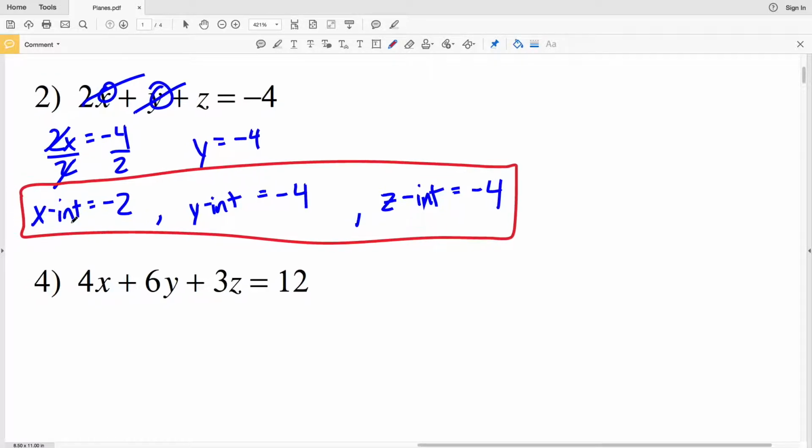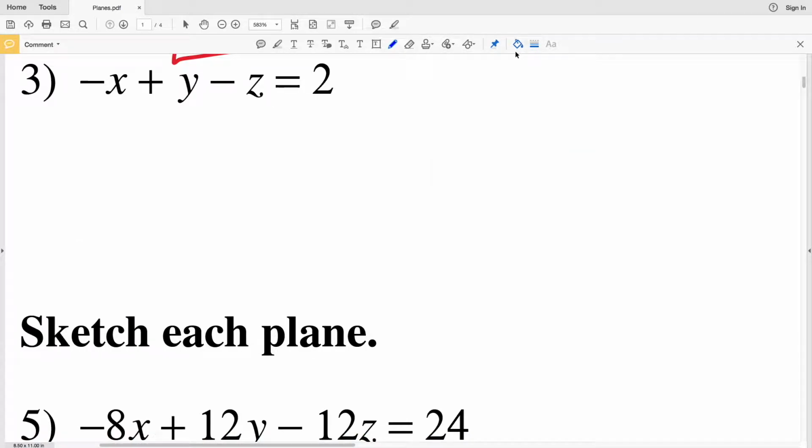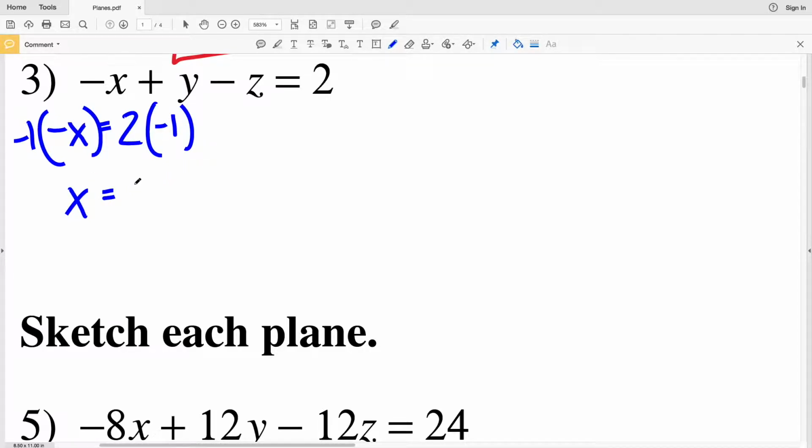Let's continue on to number 3. In number 3, remember our intercepts occur when those other variables are equivalent to 0. So if we're solving for our x-intercept, y is equal to 0 and z is equal to 0. So I'll have negative x equal to a positive 2. However, I have to solve for positive x, so I'm going to multiply both sides by negative 1. And that will give me that x is equal to a negative 2. Therefore, my x-intercept, because y and z were 0, occurs at negative 2.